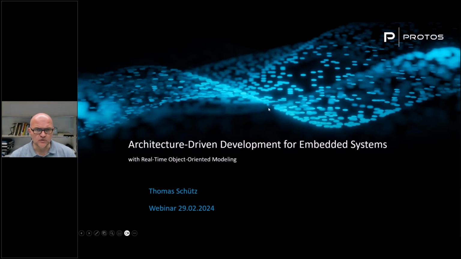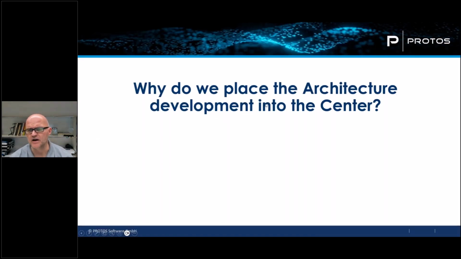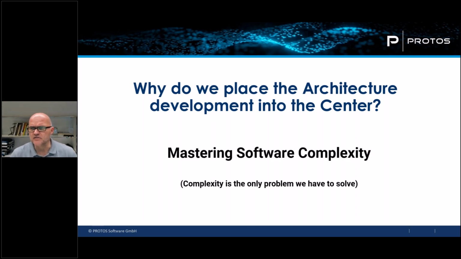So, what is it all about? Why do we place the architecture in the development into the center of our complete development process? Because we want to master software complexity. The only real problem we have to solve is complexity. If it's not complex, it's not a problem. So whatever problem you have, if it's not complex, it's not hard to cope with. So let's focus on mastering software complexity, and architecture is an excellent way to cope with complexity.